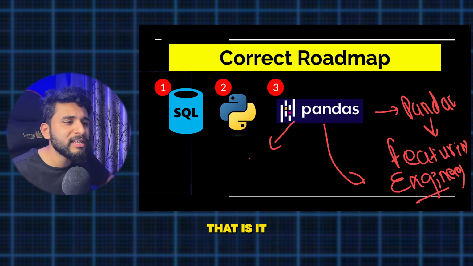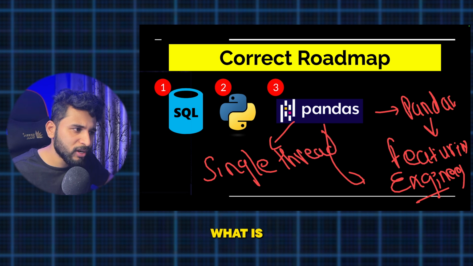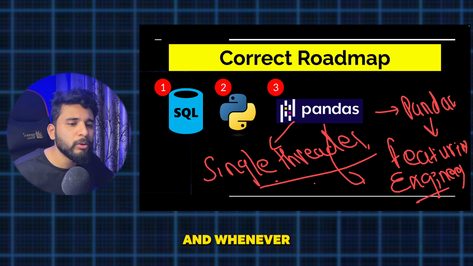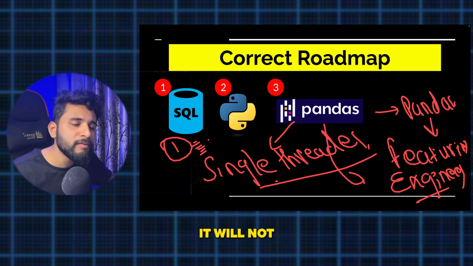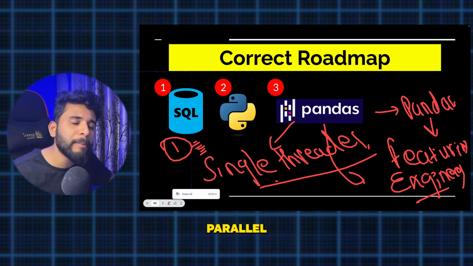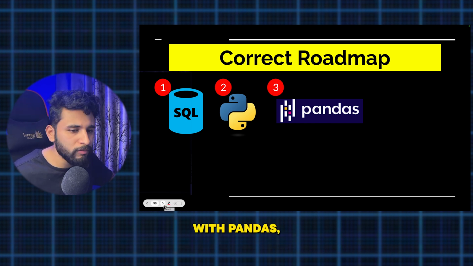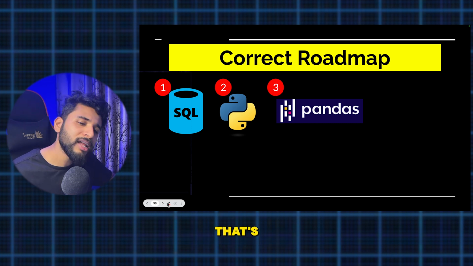But one thing is that it is single threaded. What is single threaded? Single threaded means multiple parallel processing will not happen. Whenever you give data, if a 1 GB file is there, things will happen one by one. It will not distribute the data, and it will not do parallel processing. This is how things work. After this, when you are good with Pandas, do some practice, take some CSVs and try to practice. That's how it happens.